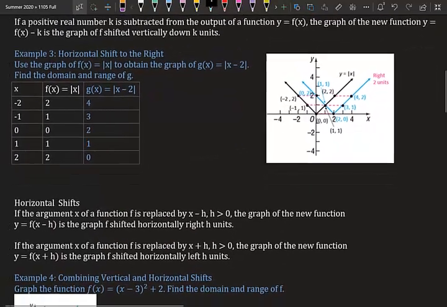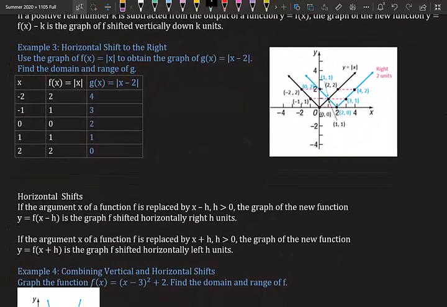All right, horizontal shift to the right. So it's always opposite for left and right shift. So we want to graph f of x equals absolute value of x and use it to get g of x equals absolute value of x minus 2. So again, you would have to memorize all of these values. Then you would graph it.